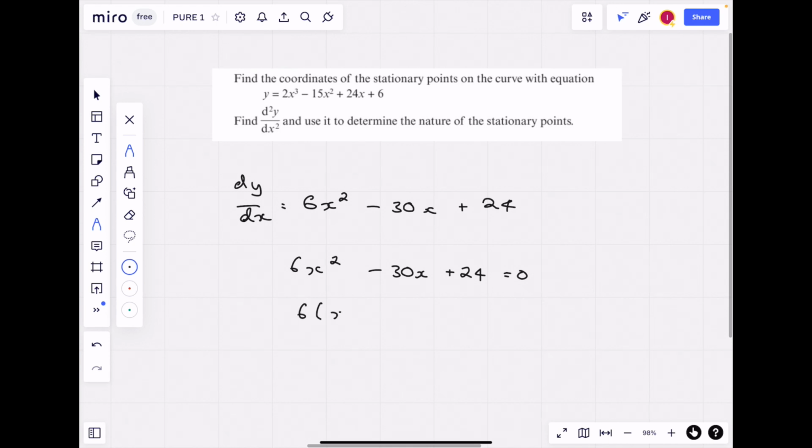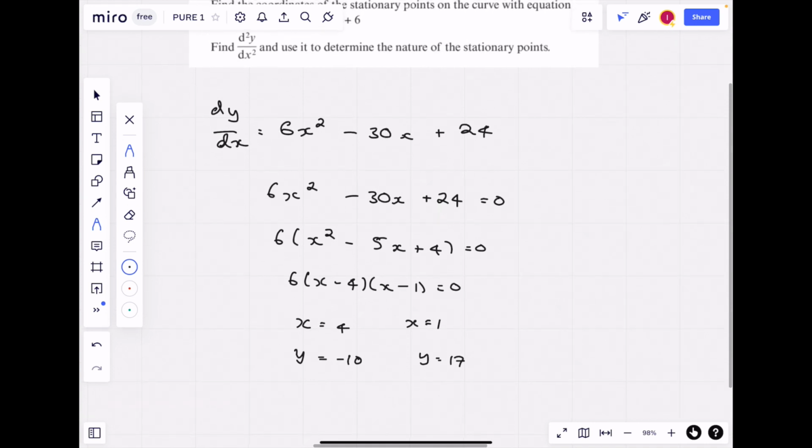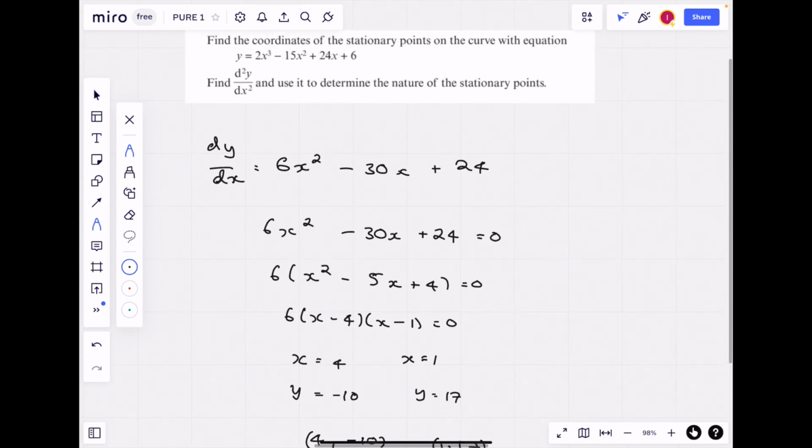Factorize out 6 and you are left with something like that. Put it into double brackets, x minus 4, x minus 1. So that means x equals 4 and x equals 1. Sub each x value back into your original equation. When x equals 4, y equals minus 10. When x equals 1, y equals 17. Those are the coordinates of your stationary points: 4, minus 10 and 1, 17.